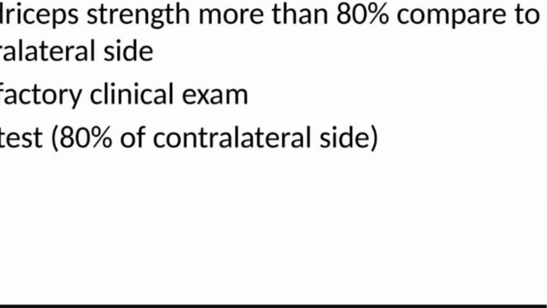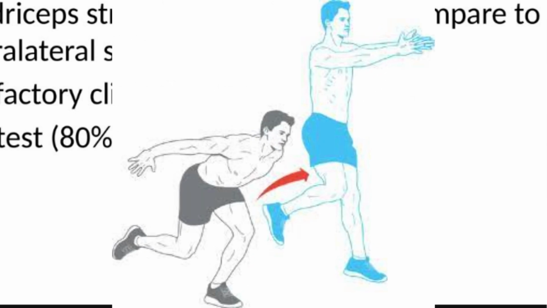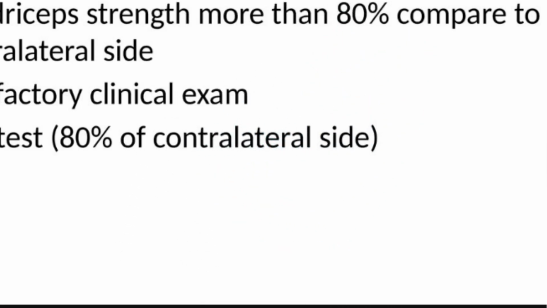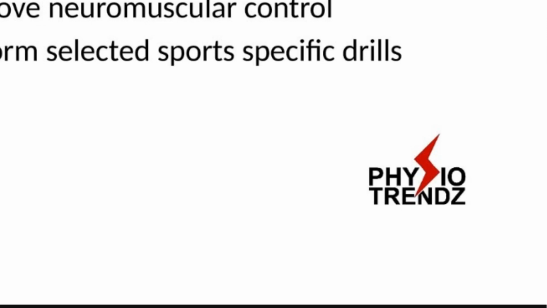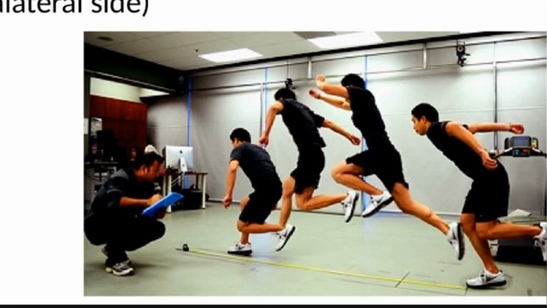A satisfactory clinical exam means no inflammation, no swelling, no pain around the knee joint or patellofemoral joint, and a hop test of 80% of the contralateral side. Now, what is a hop test? That also I'm going to show you in the next slides. Goals over here are normalizing lower extremity strength, enhancing muscular power and endurance, improving neuromuscular control, and performing selected sports specific drills.